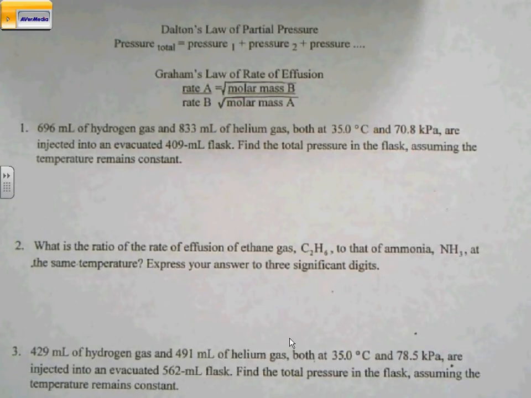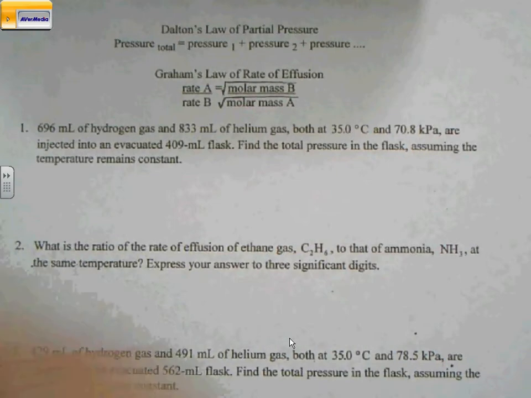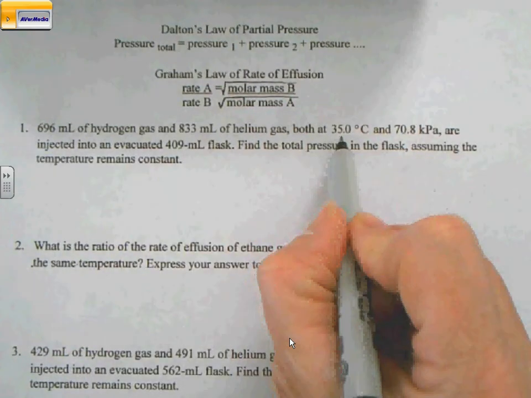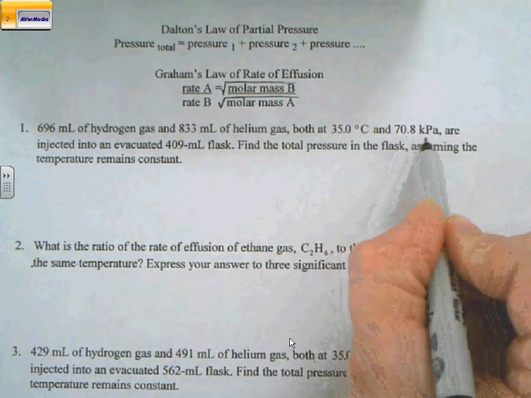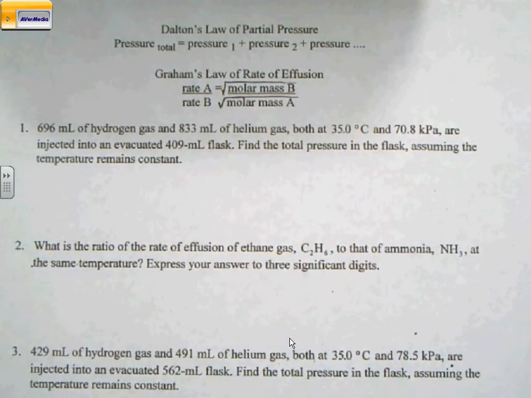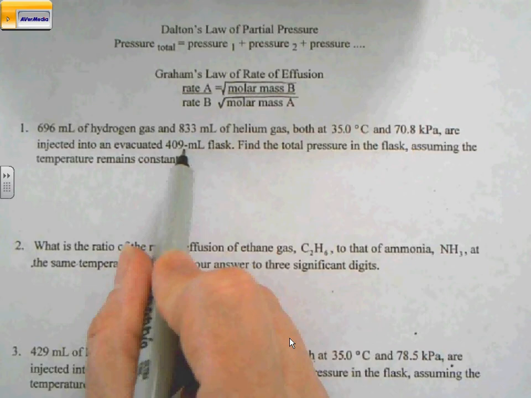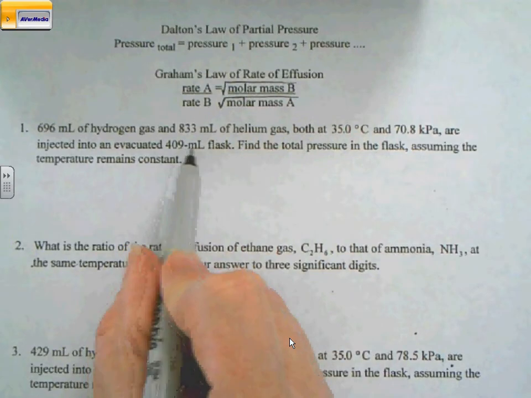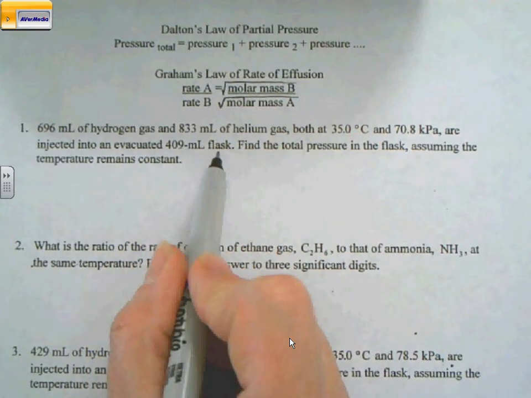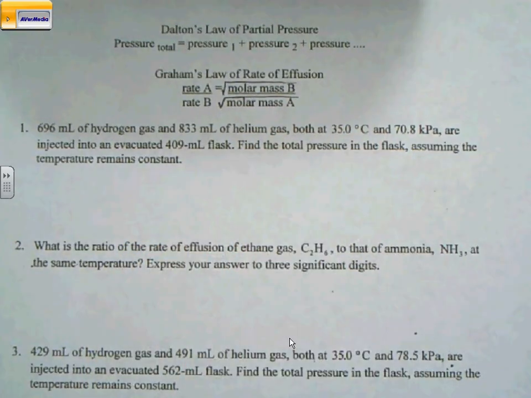Okay, let's look at the first problem. It says that you have 696 milliliters of hydrogen gas and 833 milliliters of helium gas. Both are at a temperature of 35 degrees Celsius and the pressure of 70.8 kPa. They are both injected into the same container, which is 409 milliliters. What is the pressure that those two gases are applying to that container, assuming that there's no change in temperature?